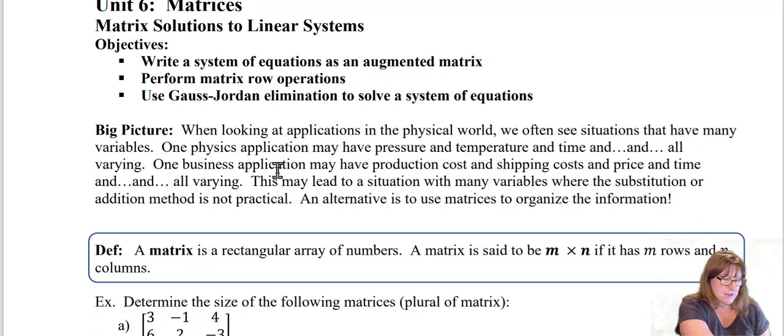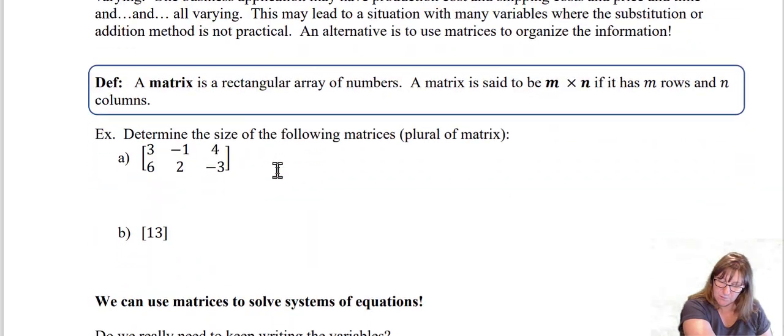The objectives you can see up at the top there. Write a system of equations as an augmented matrix, perform matrix row operations, then use Gauss-Jordan elimination to solve a system of equations. This topic, this idea, this section is going to take a couple of videos. This is big, the work that we need to do here. So I am going to just tell you right now, we'll be looking for a couple videos to get through this matrix solutions to linear systems.